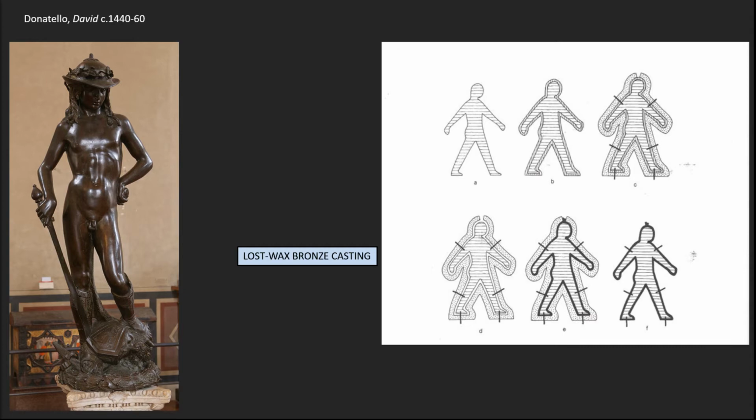So, Donatello's David is reviving an old tradition from ancient Greece and Rome, lost wax bronze casting. It's reviving the idea of a full-scale nude figure for the first time in over 1,000 years, right? And it's reviving the body type. Not only the perfect proportions, but also that pose. All of that comes from ancient Roman art. Right?